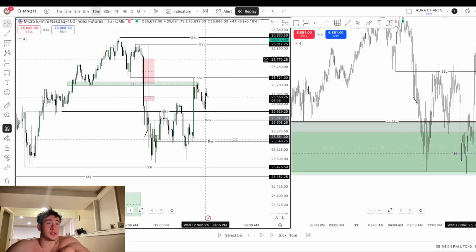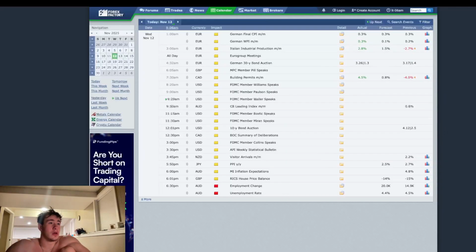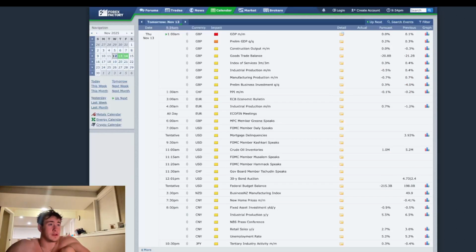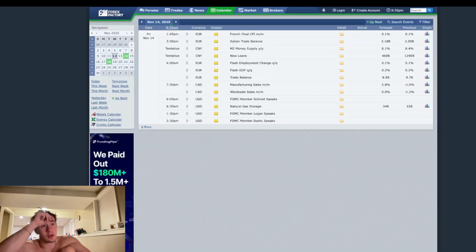But yeah, the government shutdown too, I think, is over now. We had no news today. We have no news going into tomorrow. We have no news going into the next day. It's a bunch of yellow folder.